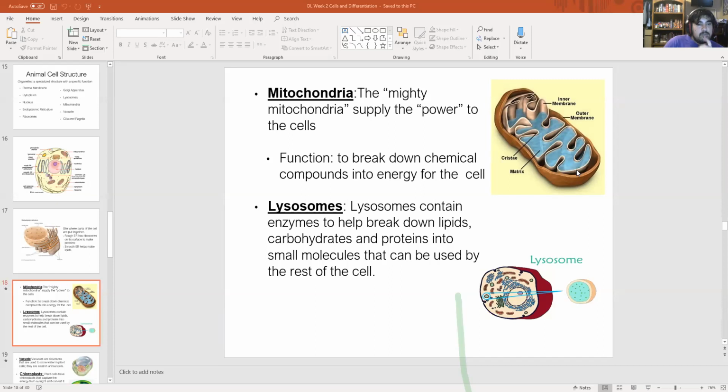But yeah, the lysosomes help break those down so that they can be used by the mitochondria later, right?